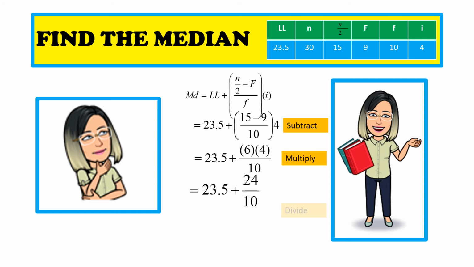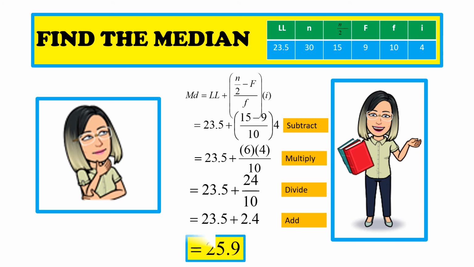Then we divide 24 by 10. 24 divided by 10 is 2 and 4/10. Then we add 2 and 4/10 and 23 and 5/10. The result is 25 and 9/10, and that is our median.